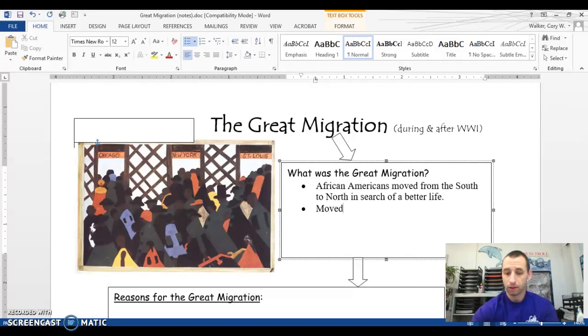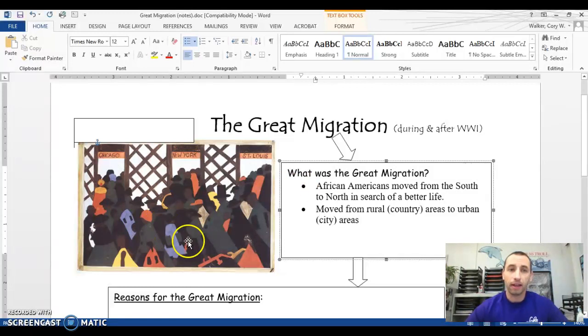Mostly African Americans were moving from rural, or country, if you forgot what the word rural means, country areas, to urban, or city areas. So they were moving from farming country areas and heading north, going into a lot of the major cities, and you'll find out why they're picking the cities.